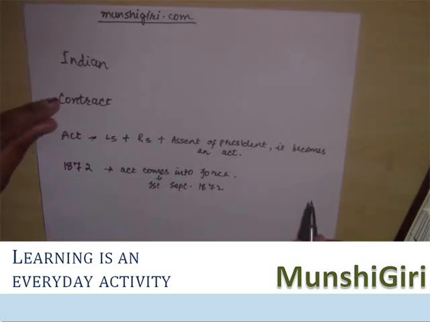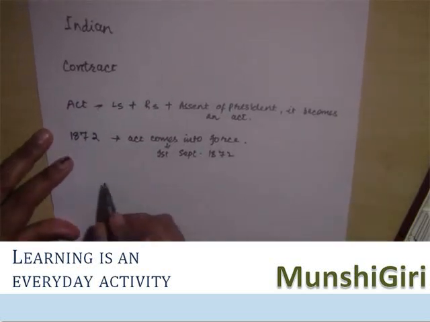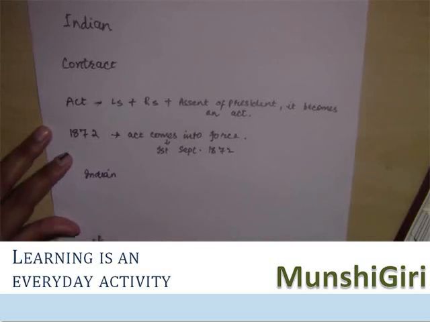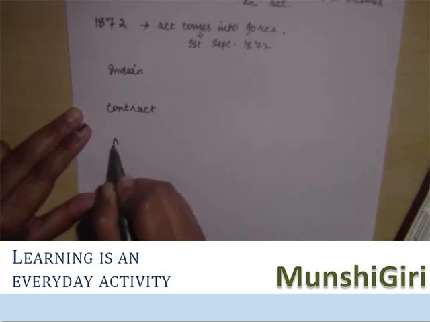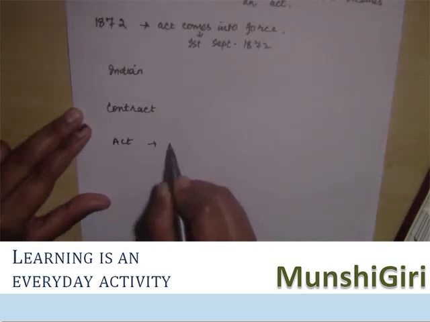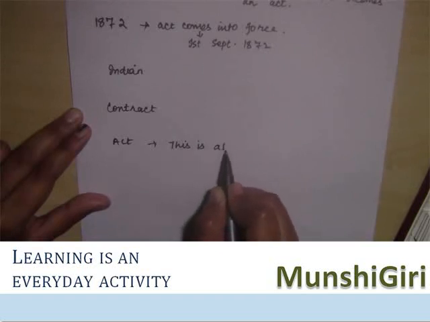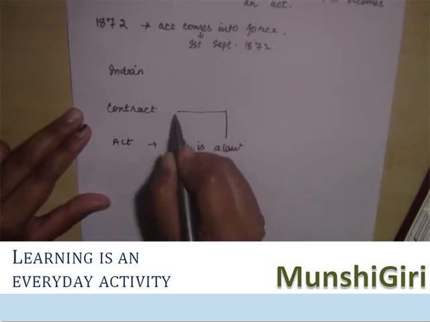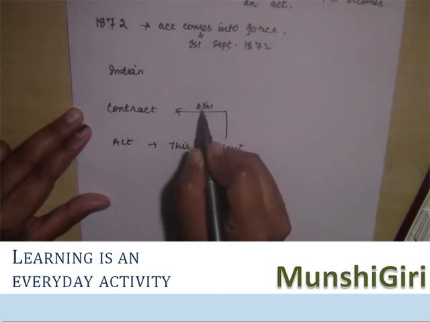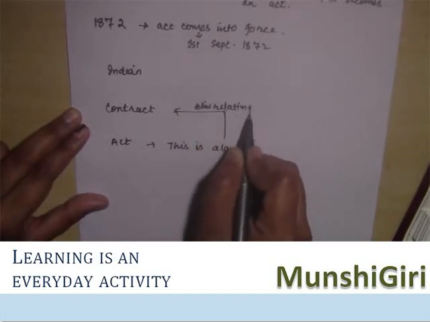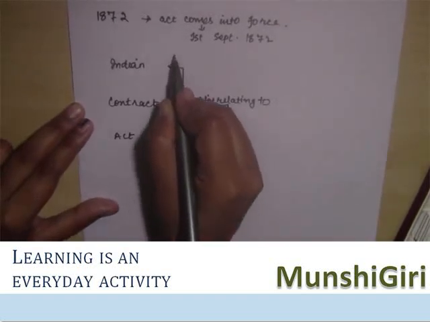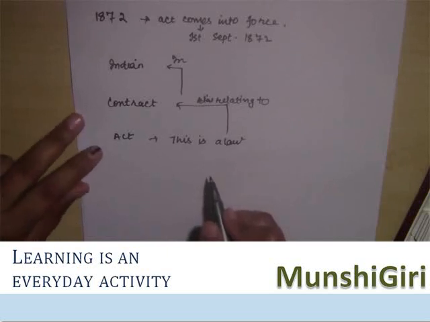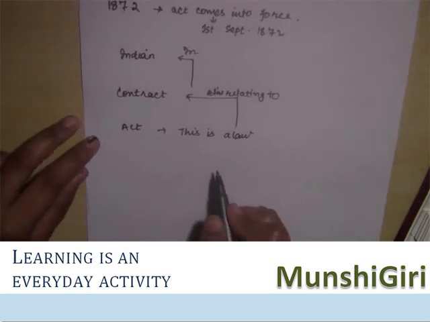Contract means that this act is related to contracts. So here we have again the three things: Indian, contract and act, which means this is a law relating to contracts in India, and which came into force on 1st September 1872.